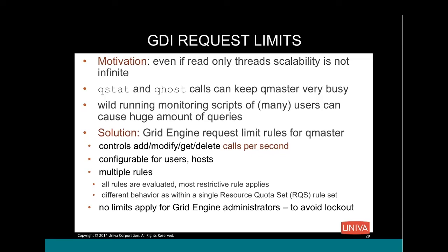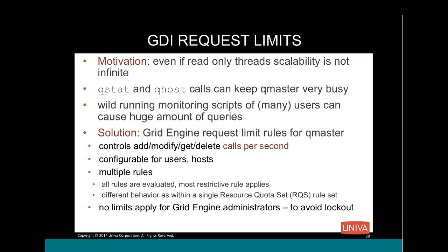You will always get into a situation where you could swamp the Qmaster, even though it is highly multi-threaded and can handle a large number of queries. You could still keep the Qmaster very busy. So now you're allowed to create request limit rules for the Qmaster, which controls the add, modify, get, and delete calls per second on the API. And it's configurable for quite a lot of objects, but in most cases used for users and hosts.